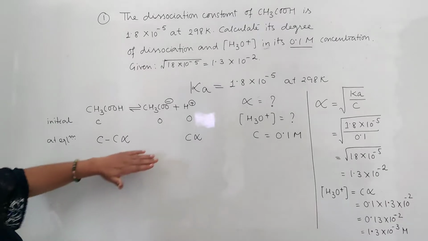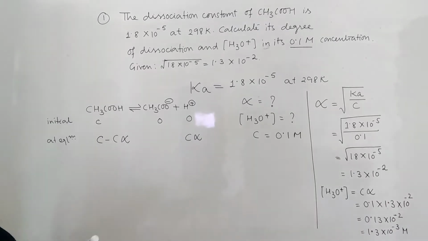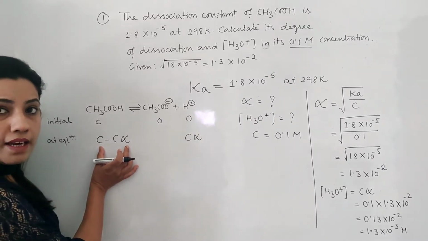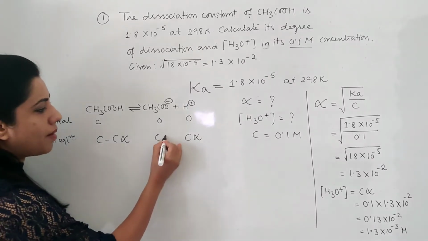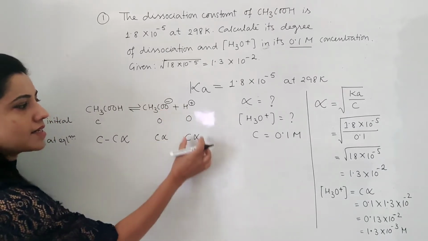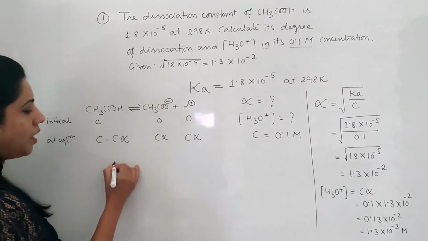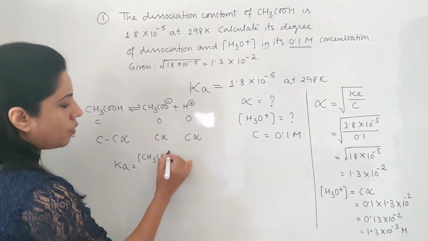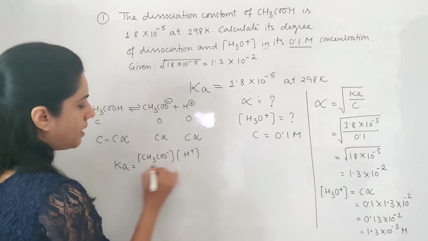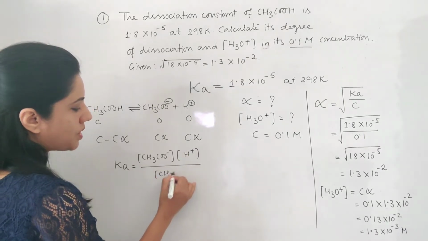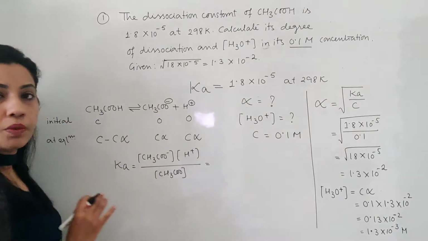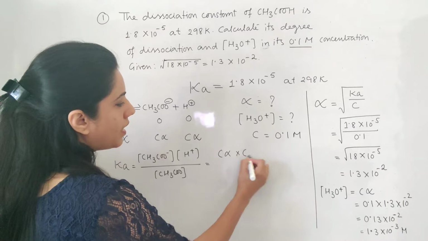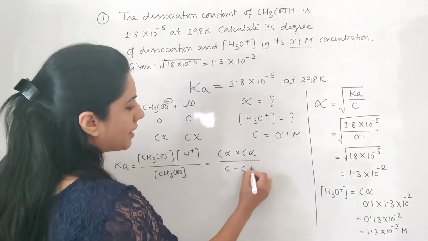Also at the same time, if you continue from here, then also we should get it, let us see. So C minus C alpha is the concentration of acetic acid at equilibrium. C alpha amount of acetate ion and C alpha amount of H plus ion is formed. Now let us write down the Ka for this. It is concentration of CH3COO minus times concentration of H plus divided by concentration of CH3COOH. Now let us put the concentrations at equilibrium: C alpha, this is also C alpha, and this is C minus C alpha.